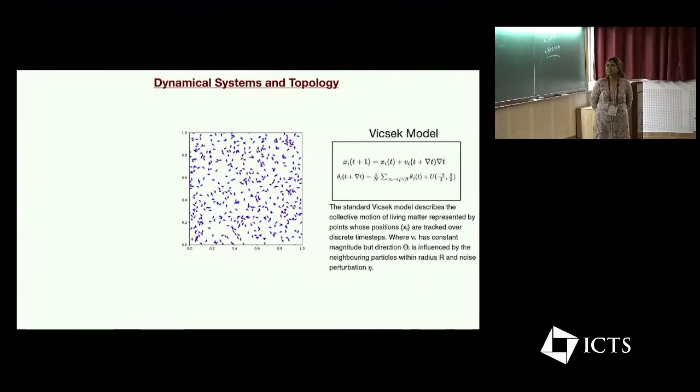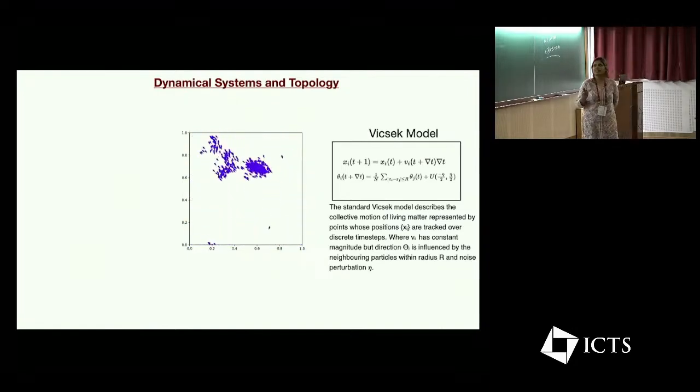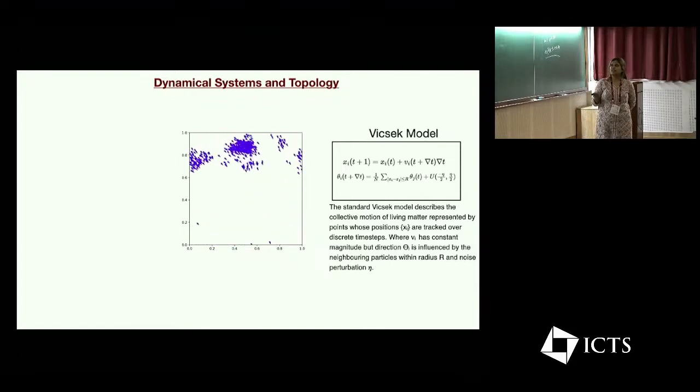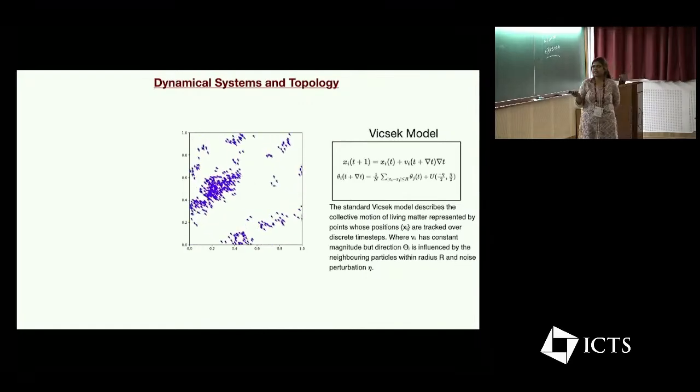The Vicsek model is a very common model which was proposed in 1995, and several works have been done with this model for collective phenomena. Basically, there is a random point cloud which moves with a velocity v, and the directions of the velocity are influenced by the neighboring particles within an interaction radius r, and there is a noise perturbation eta.